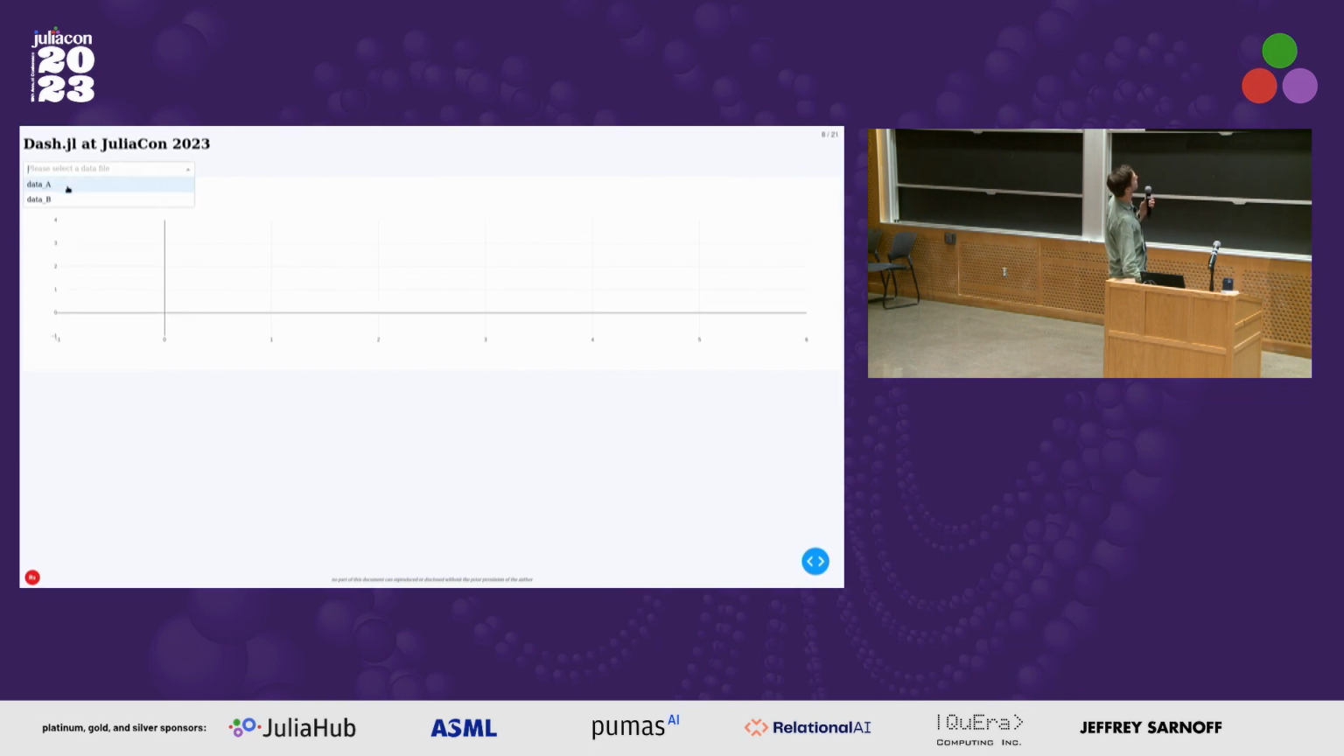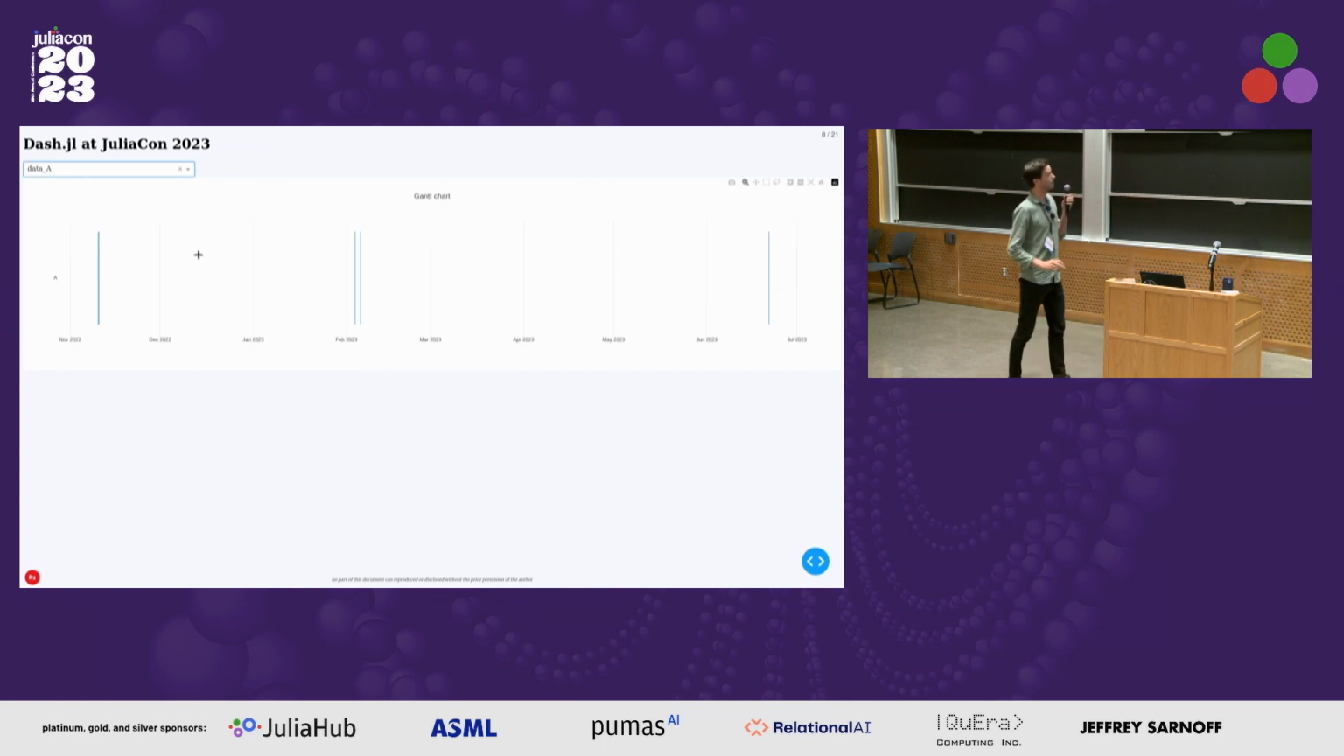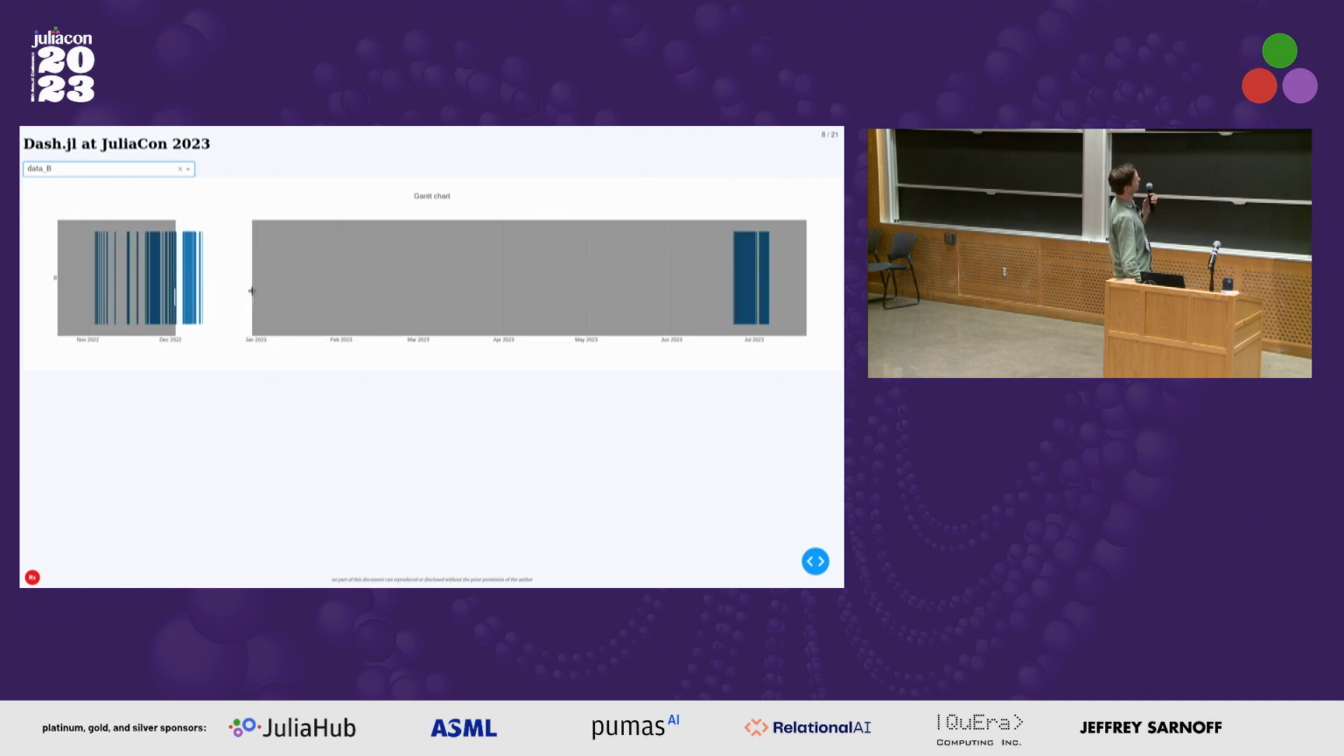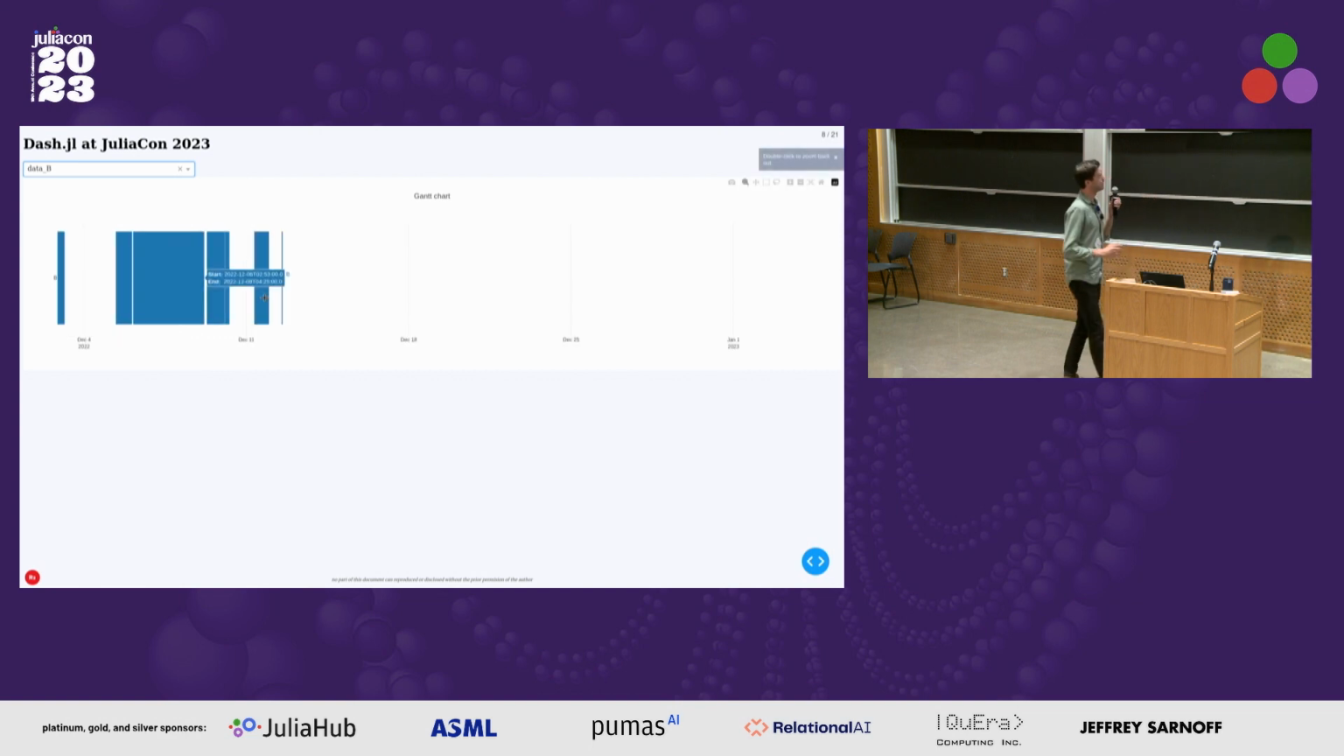But if I go ahead and select a data file, this is going to create a Gantt chart. And then let's say you have multiple data files, you go ahead and select the other one. And then, of course, this is a Plotly graph. So if you hover over it, you get the exact values. This is the sort of graph we use a lot at R2.